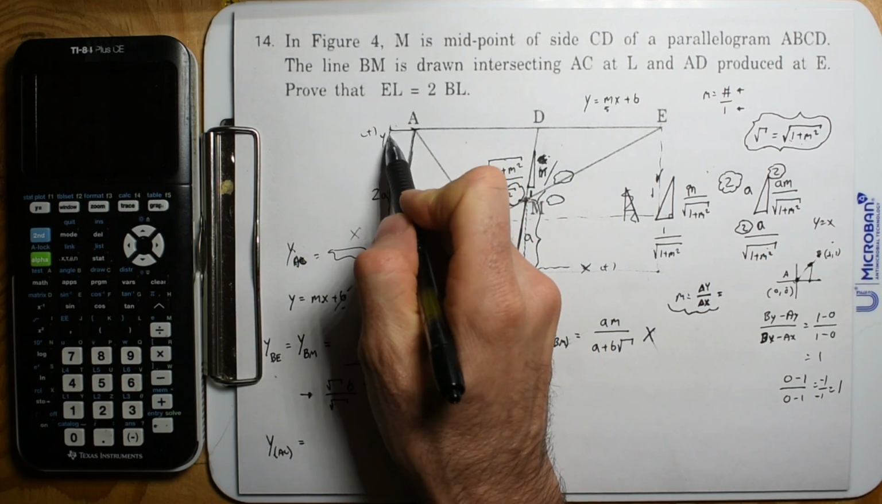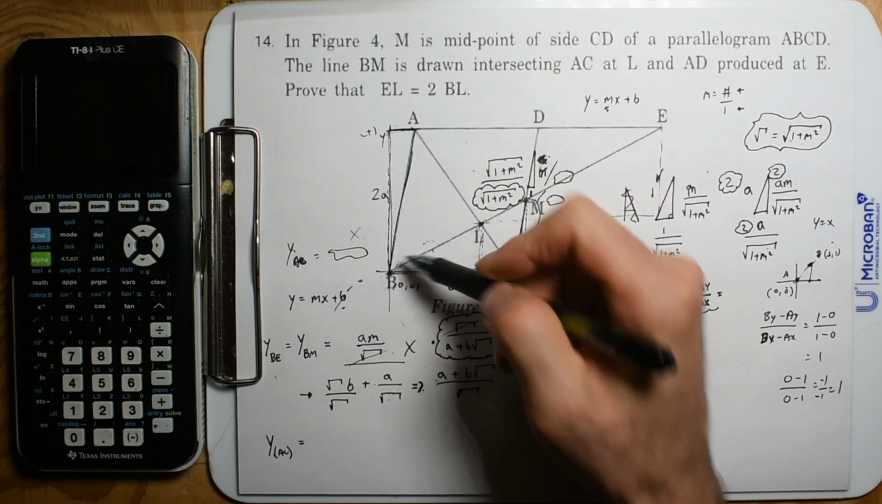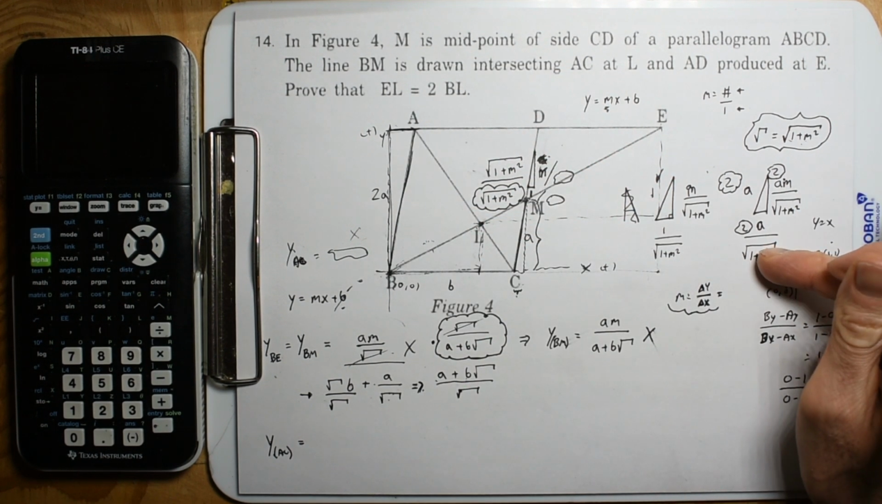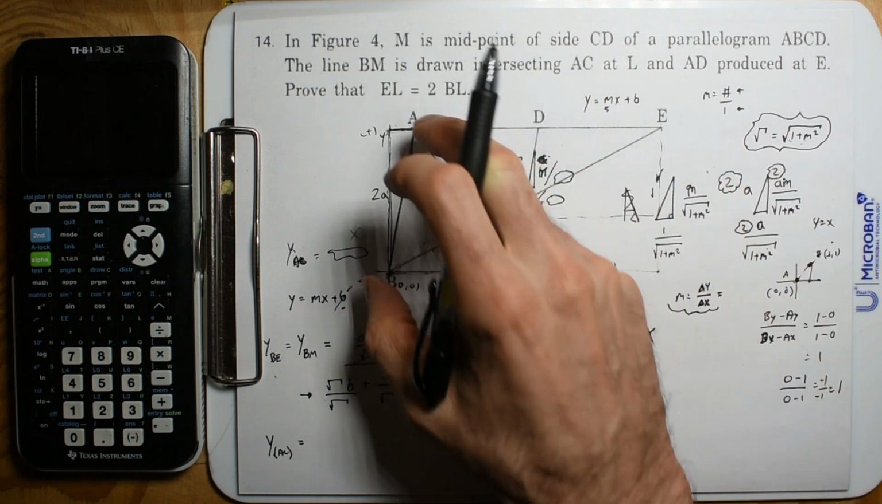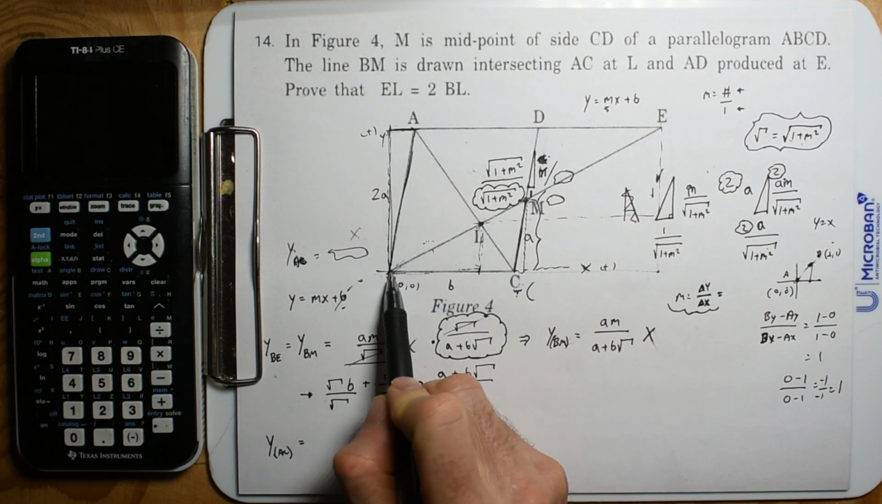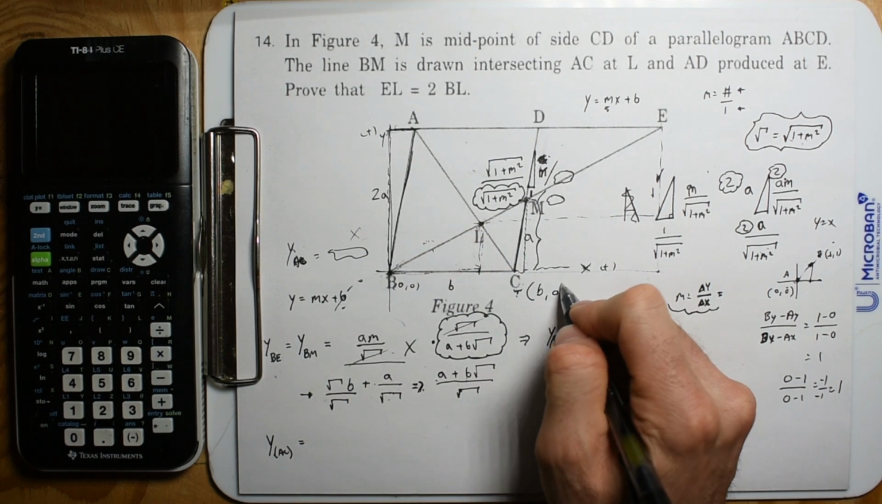So this x distance right here is going to be right here. This y distance right here is going to be this. So that's the x, y coordinates for A. Now the coordinates for C are pretty simple because we don't go any in the y and we go b in the x. So we got (b, 0).